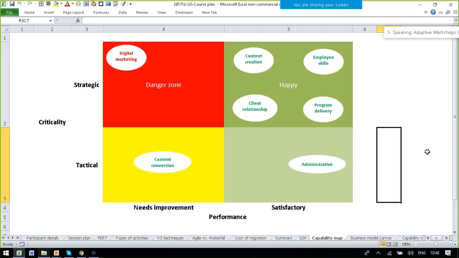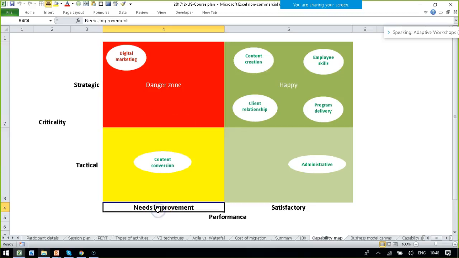So this is something I created indicating if there is a capability which is critical and you are not doing well, that's a danger zone for you. So, I created this map, and I think this is a very, very simplified form of capability map, which I believe can be quite helpful.